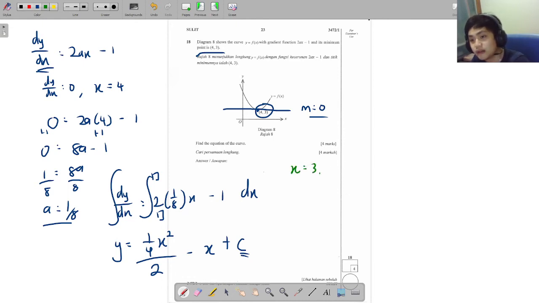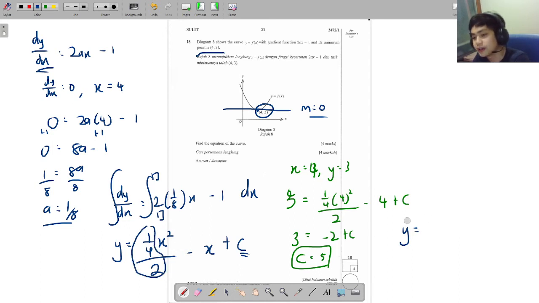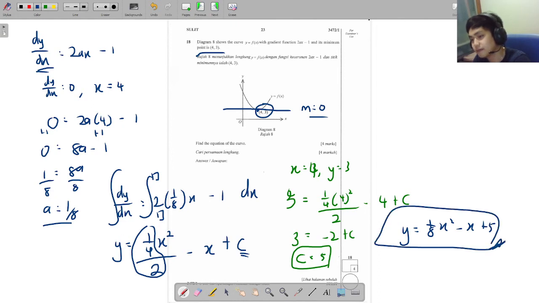So when x equals 4, y equals 3. So 3 equals 1 over 4 times x squared, which is 4 squared over 2, minus 4 plus c. So 3 equals 1 over 4 times 16 divided by 2, minus 4. So it's negative 2 plus c, so c is equal to 5. So that is our equation of the curve. y equals, 1 over 4 divided by 2 just to make it nicer, 1 over 8 x squared minus x plus 5. And this is done.